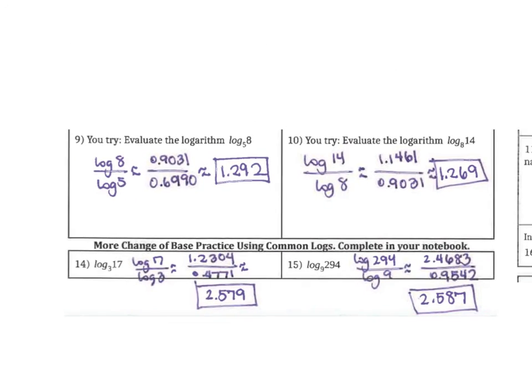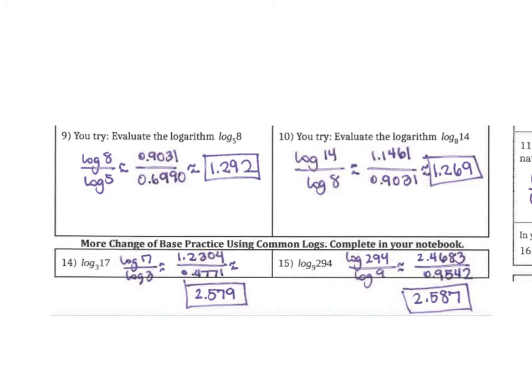All right, so we tried this out. This is what I should see on your paper. And then these are the answers here. So making sure you're rounding correctly. So for here, make sure you write log base 8 over log of 5. You get 1.292. Log of 14 over log of 8, 1.269, and so forth. Okay, so again, rounding to 4 decimal places here, and then 3 decimal places here.